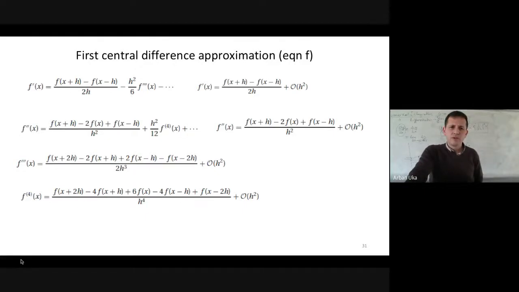Now, similarly, we can also relate f of x plus h with f of x and f of x minus h. We can combine 3 equations, and we get another central difference approximation.